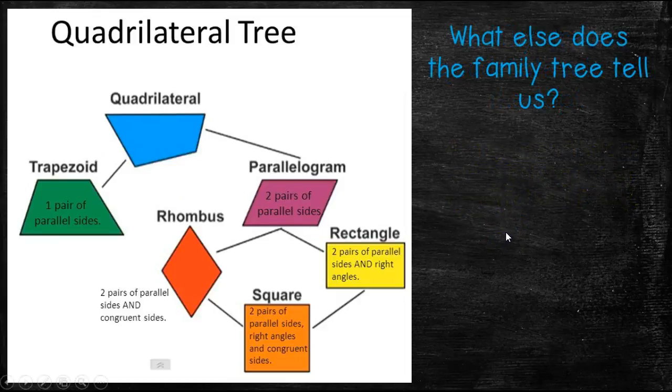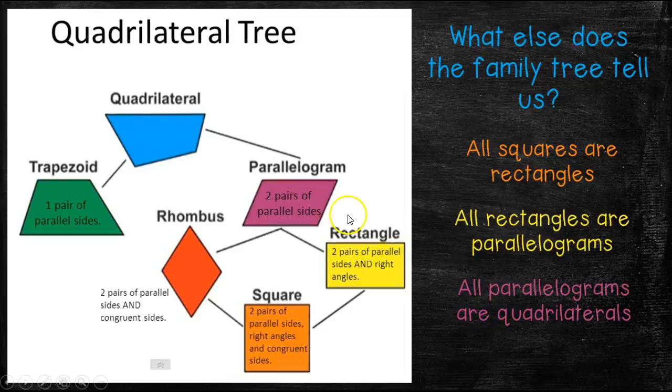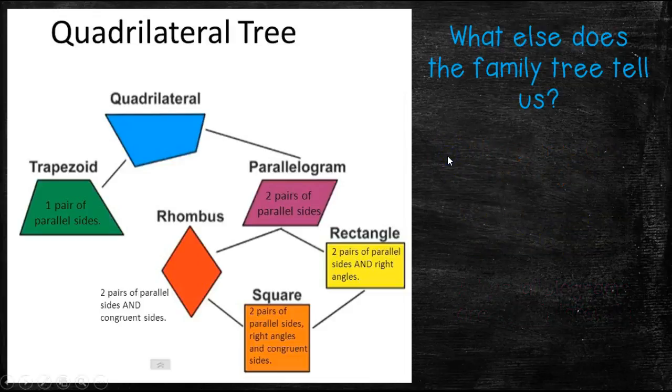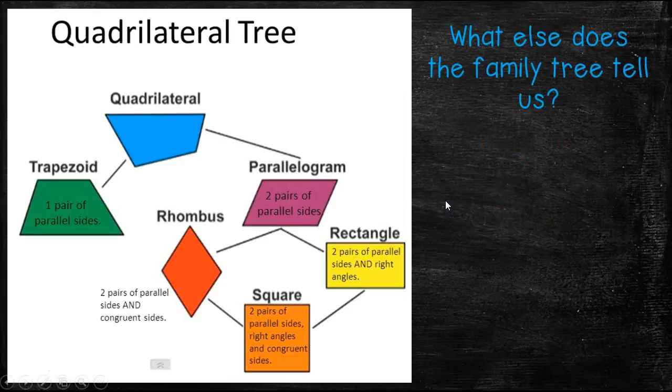What else does this family tree tell us? Well, it tells us that all squares are rectangles. It tells us that all rectangles are parallelograms. And it tells us that all parallelograms are quadrilaterals. See why this is handy? It also tells us that all rhombuses are parallelograms, and we already know that all parallelograms are quadrilaterals. And last, it tells us that all trapezoids are quadrilaterals.